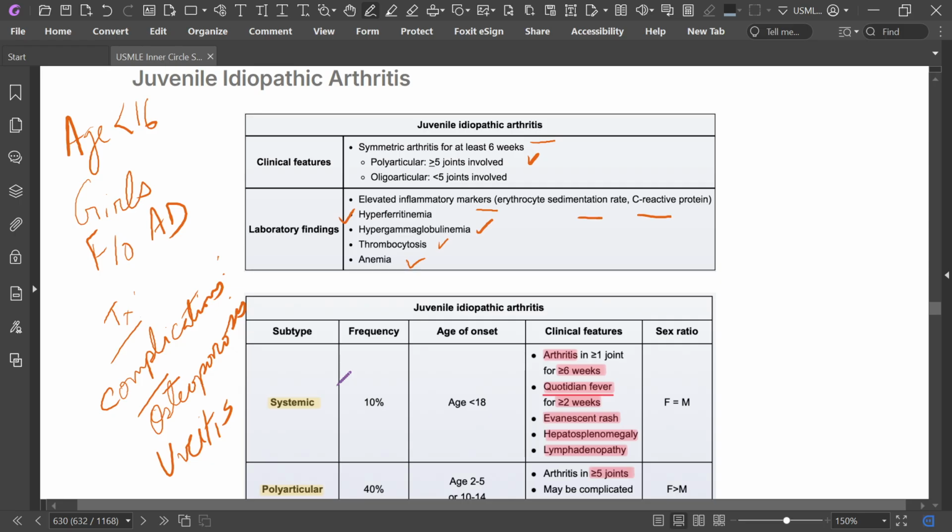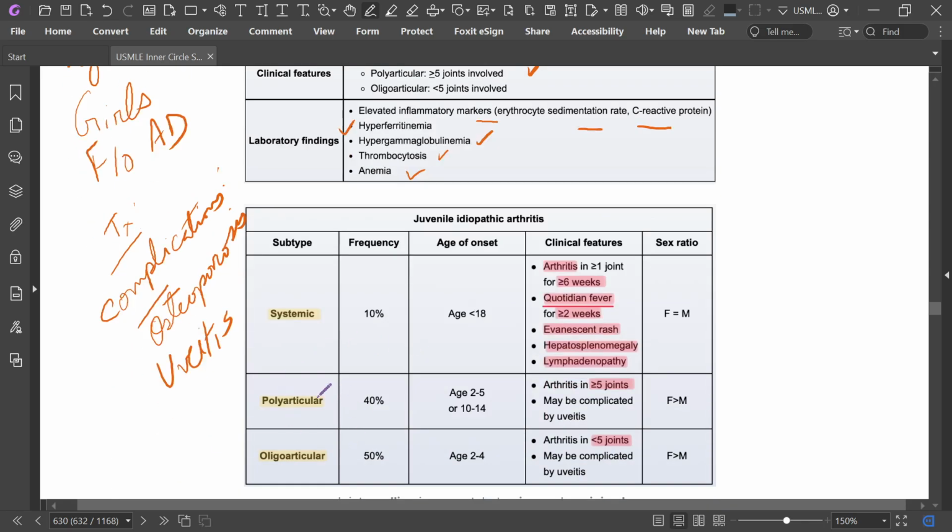Okay, the most high-yield chart of JIA is this: systemic JIA, polyarticular, and oligoarticular. Mainly these three types. Oligoarticular is much more common than polyarticular and systemic, but systemic JIA is a classic. Age of onset is usually less than 18.